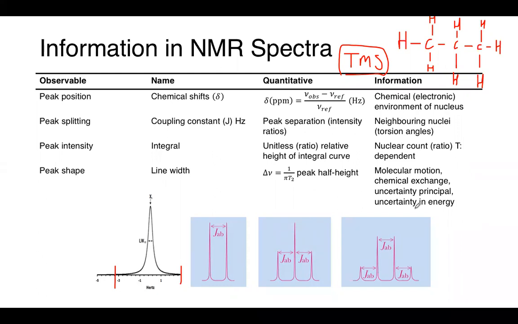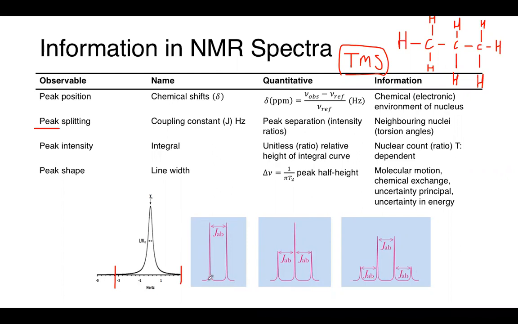Down at the bottom here, we have examples of peak splitting. Peak splitting was the second one we talked about. What is happening here is this is what is called a doublet because there are 2 peaks. Here we've got a triplet because there are 3 peaks. And here we have a doublet of doublets.